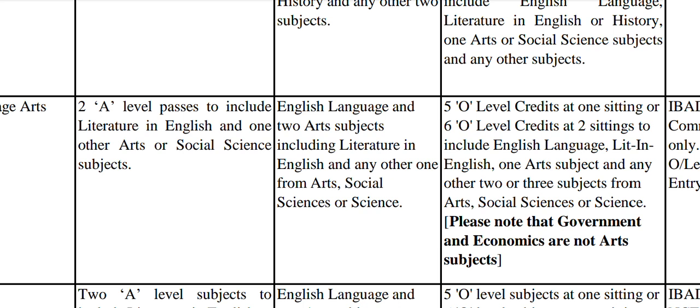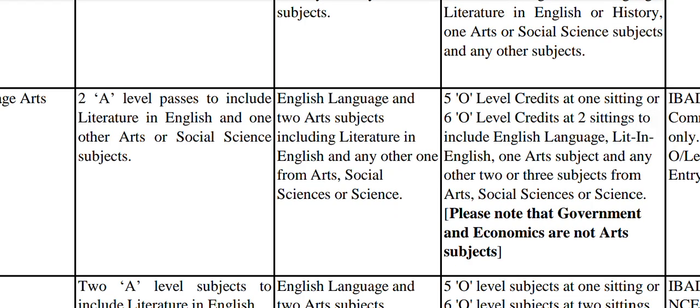So the other art subject might be history, it might be Yoruba language, it might be CRS. So you must have English and two art subjects. After that, you can now choose any other one from art, social sciences or science. That means you will choose English language and literature compulsorily. You can choose Yoruba. That means it will be three like that.